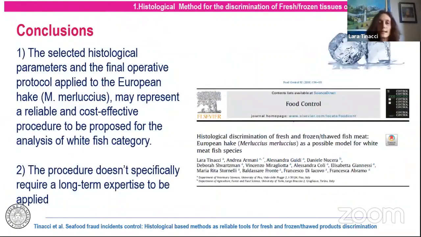In conclusion, the selected histological parameters and the final operative protocol applied to the European hake, Merluccius merluccius, may represent a reliable and cost-effective procedure to be proposed for the analysis of the whitefish category, and the procedure doesn't specifically require long-term expertise to be applied, since the student reached the same level of specificity and sensitivity as the expert, just by training himself in the use of the operational grid.